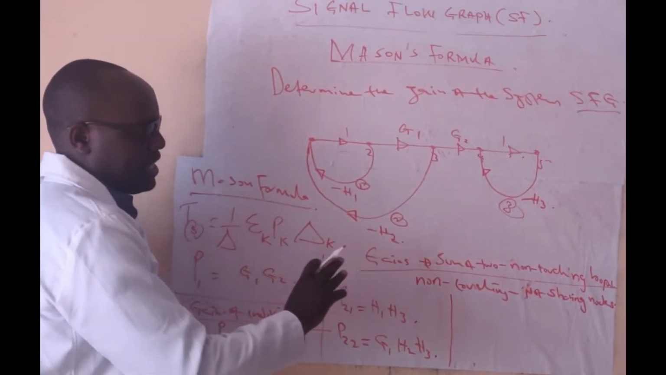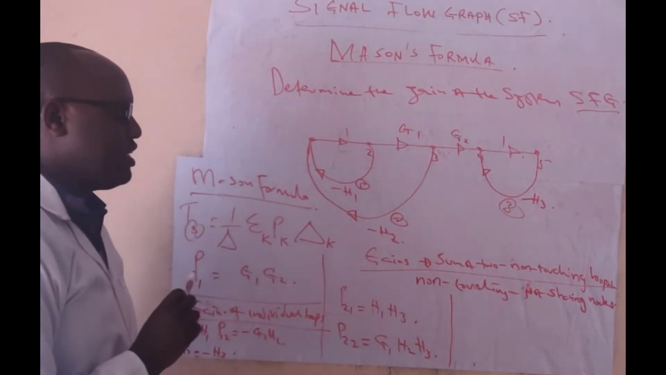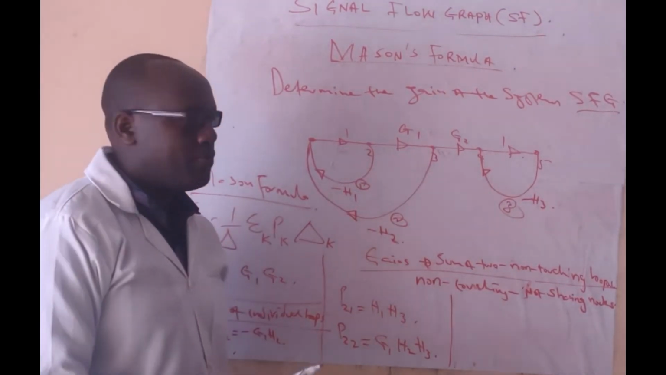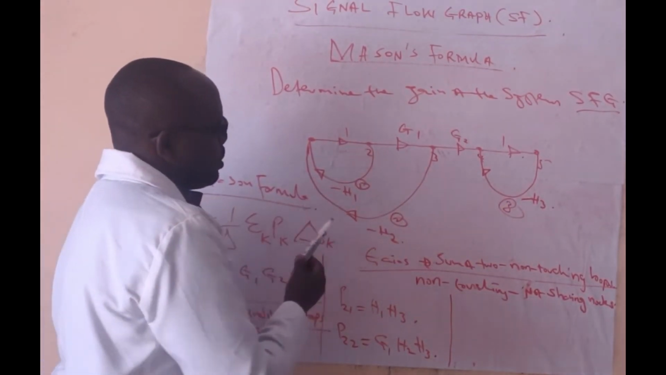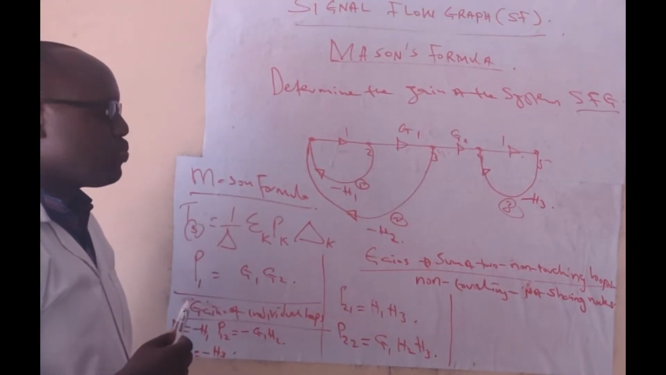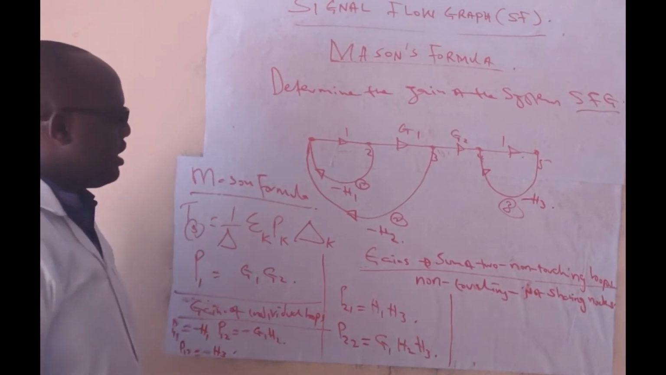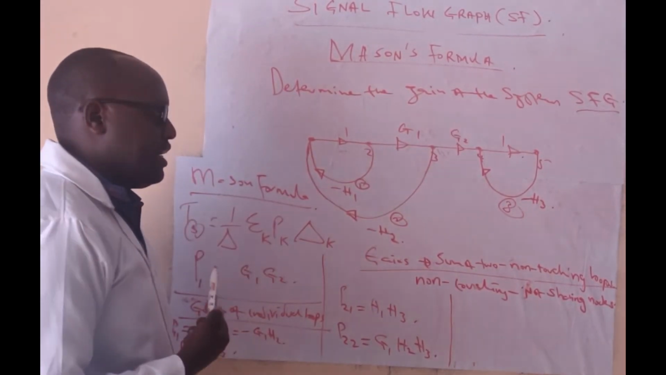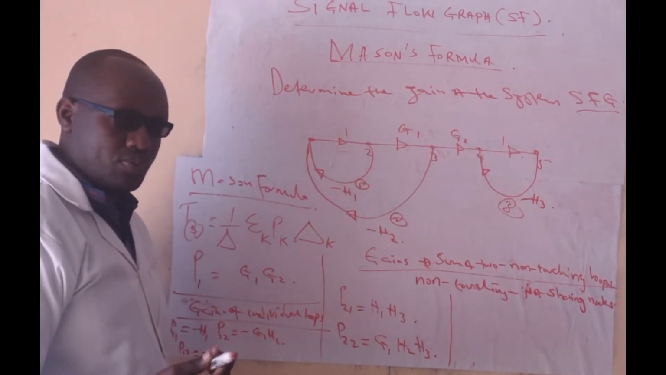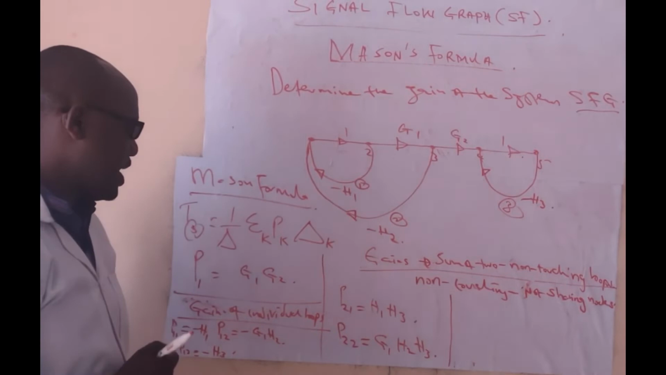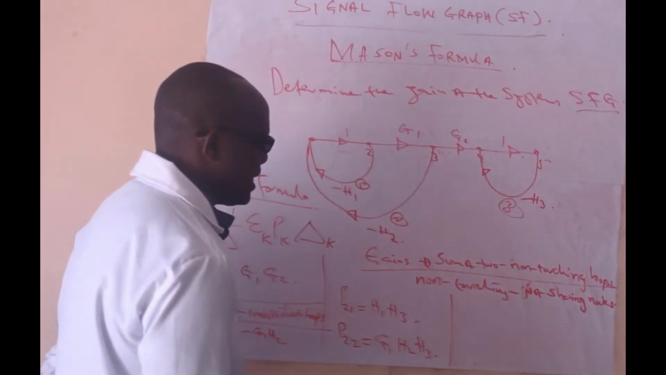Now the second thing is to look for the gain, that is the sum of two non-touching, the three now. When we look at this, we don't have three loops which are not touching. We have these two which are touching. We don't have three non-touching loops. So we end there. So what we are supposed to look at now, lastly, is delta K.